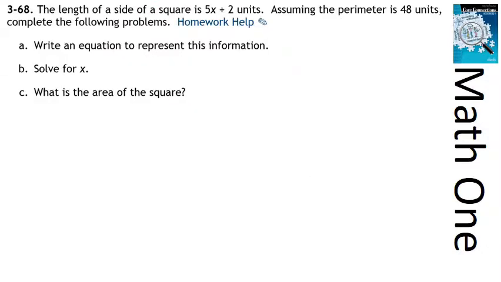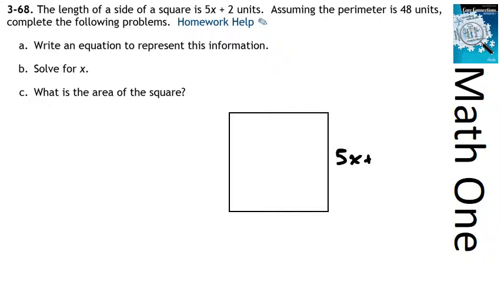So the length of a side of a square is 5x plus 2 units. Assuming the entire perimeter of the square is 48 units, complete the following. So first of all, write an equation that represents this information. Well, let's start by just sketching a square, right? And let's go ahead and add the information that we have on there, right? Each one of these sides is 5x plus 2 units long, and I could write that. There's actually 4 of these sides, and they're each 5x plus 2 units long.